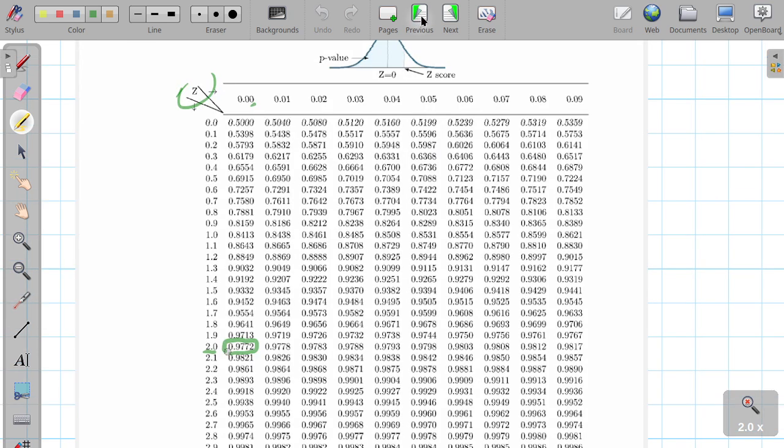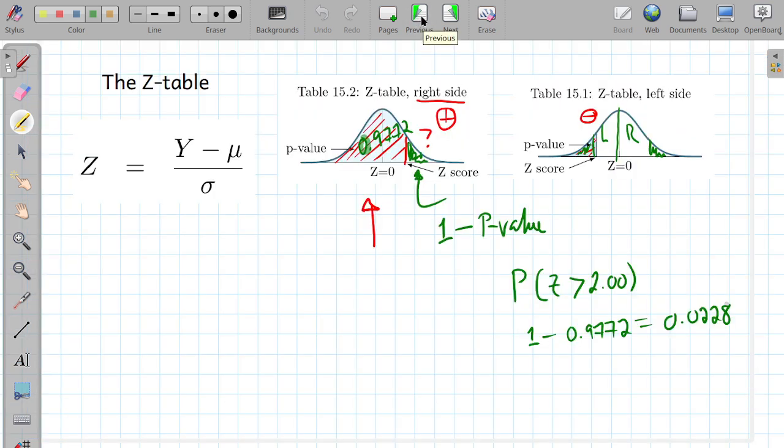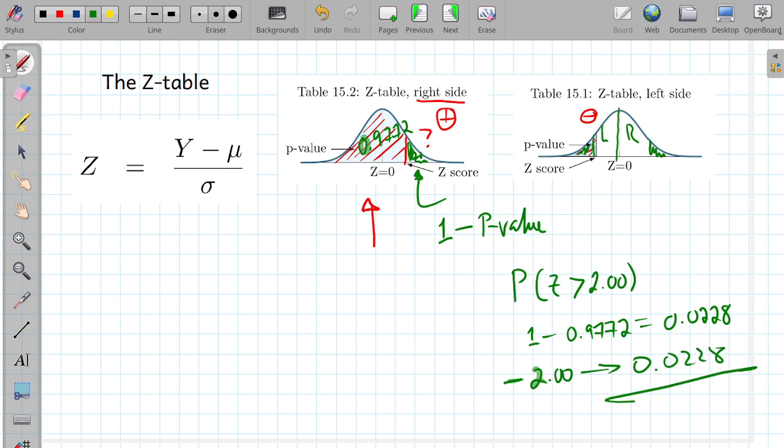Let's back up a little bit here. So then we can just look up negative 2. Oh, I'm using the wrong one again. Let's do that again. Negative 2.00 is also 0.0228. Same thing. All right. So we should talk about that table quite a bit now. Let's do some practice with that.